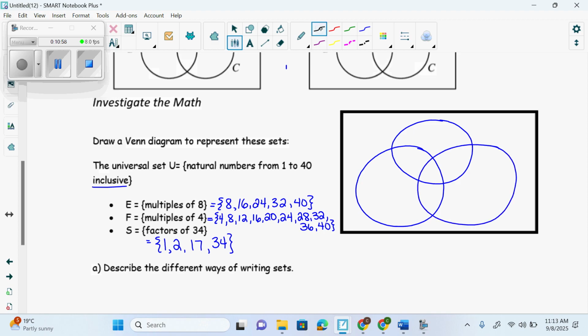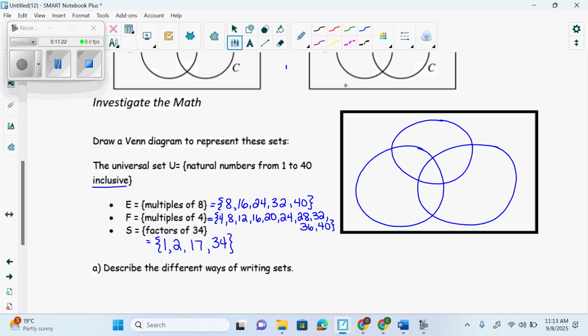All right. Okay. What number is in all? Are there any numbers in all three? 1 is not in all three. 2 is not in all three. 7 is not in all three. 34 is not in all three. So this is going to remain empty. So you leave it open. It doesn't have a number in it.